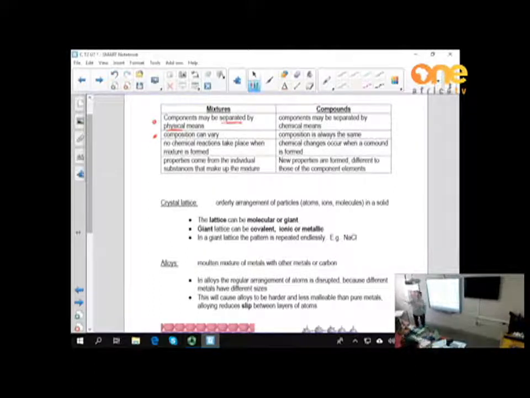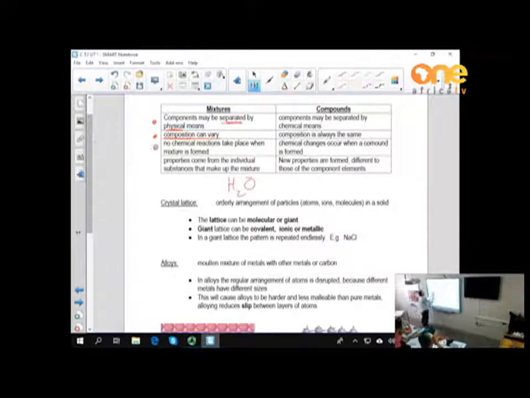I can go and add 10 spoons to it. I've still only got sugar water. The concentration of the sugar is increasing, but it's still a mixture of sugar and water. So we say the composition can vary. It's not fixed. It's not like water, where the composition is always 2 hydrogens to 1 oxygen.